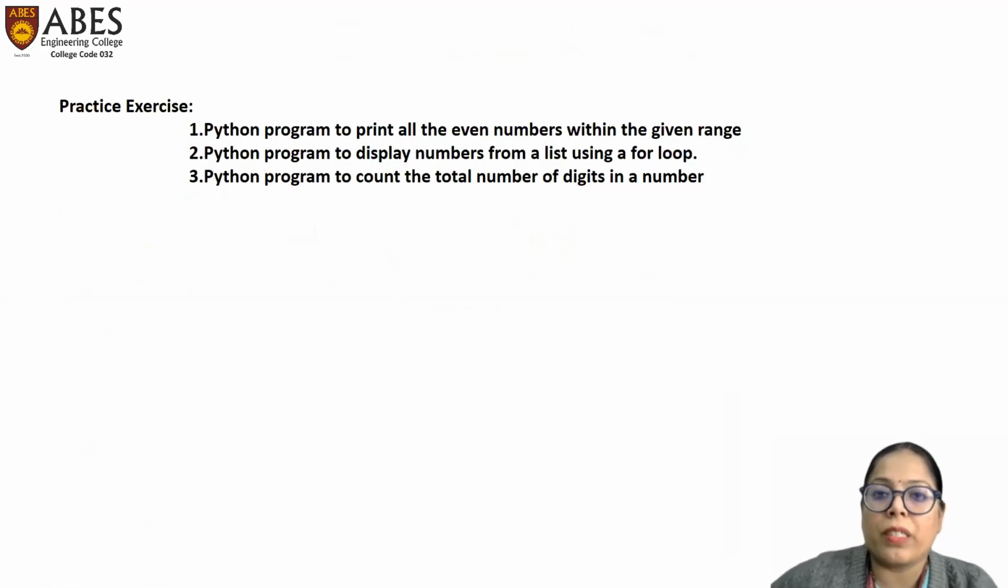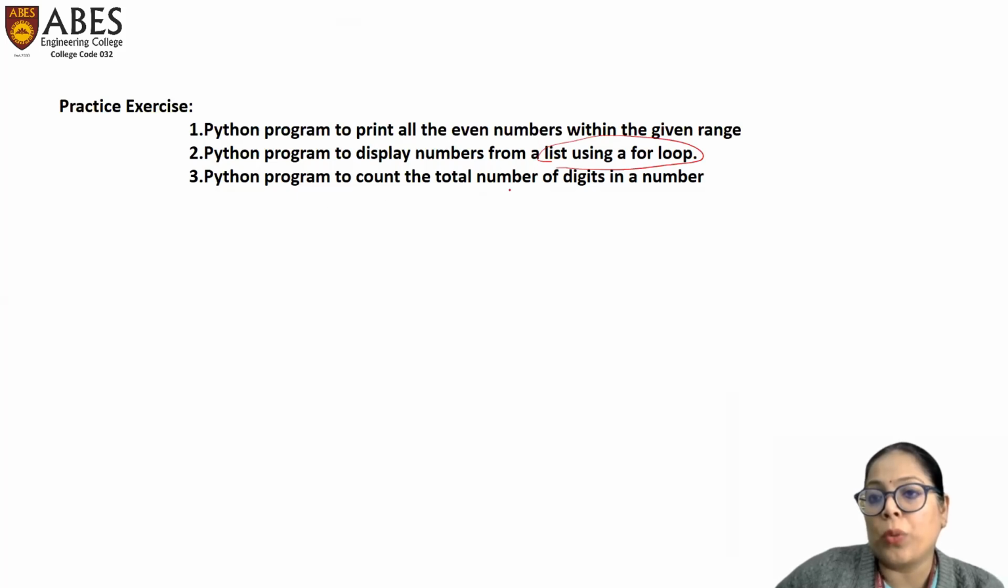These are the practice exercise questions where you can use for loop with a string, for loop with tuples, for loop with list. First, a Python program to print all the even numbers within a given range. It will check for the range, how you are using for loop with the help of range. Second program is to display numbers from a list using for loop, so for loop with list.